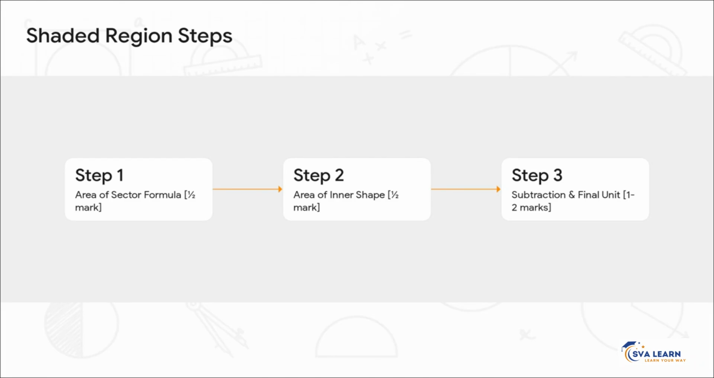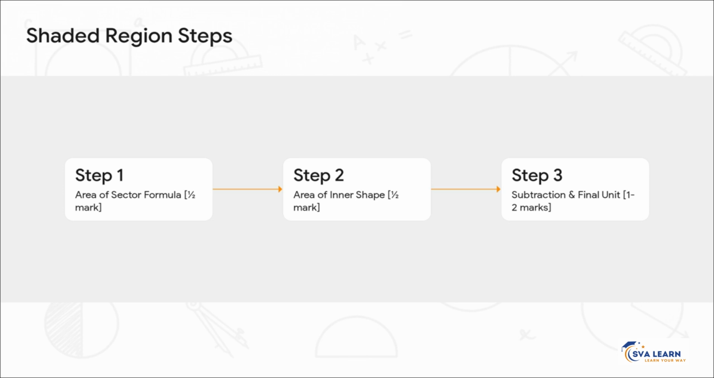Step 1. Write the area of sector formula and solve it. That's a half to 1 full mark. Step 2. Calculate the area of the inner shape, in our recent example, a rectangle, using length times breadth. That gets you another half mark. Step 3. Show the clear subtraction step and write the final answer with its units. Now, huge warning here. Never ever combine these into one giant messy equation. Keep step 1 and step 2 completely separate on your paper so I can easily find them and give you those half marks.